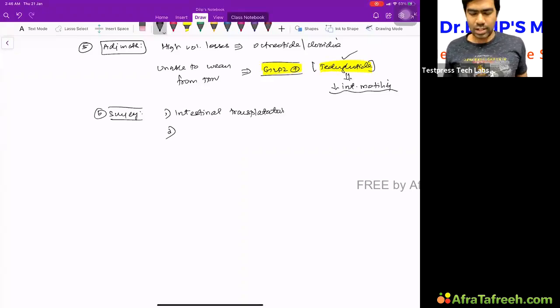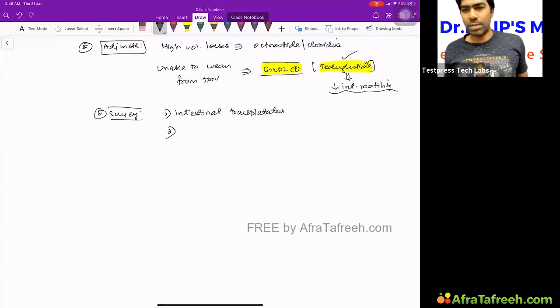Indications for doing intestinal transplantation in patients who are theoretically going to have a lifelong TPN dependence, which means you cannot wean from TPN at all. And if they develop TPN-related complications, for example, liver failure, recurrent venous thromboembolism, or catheter-related sepsis.